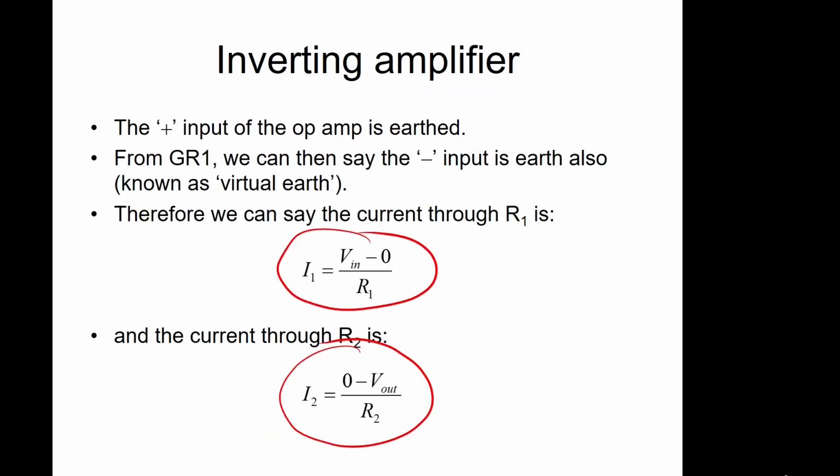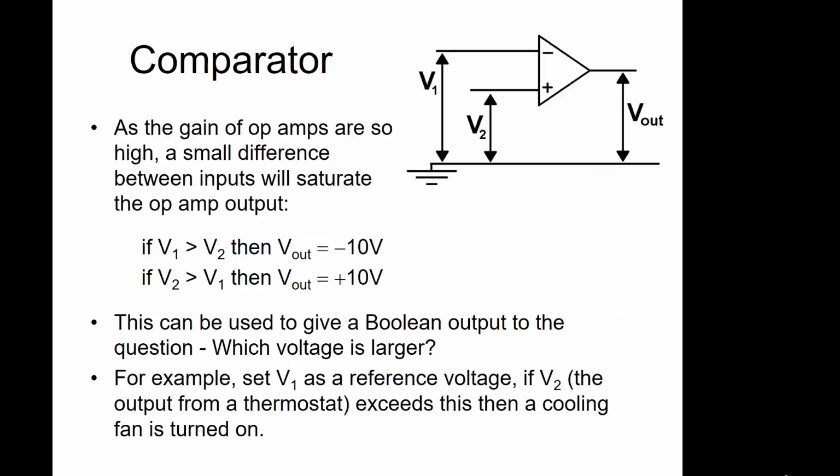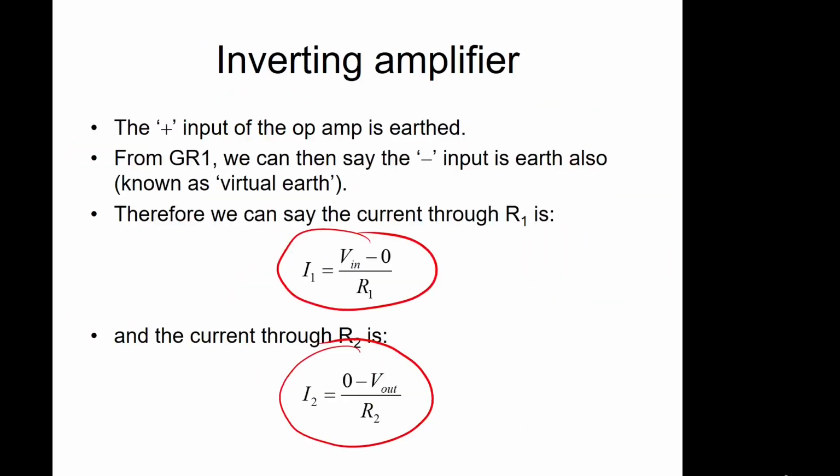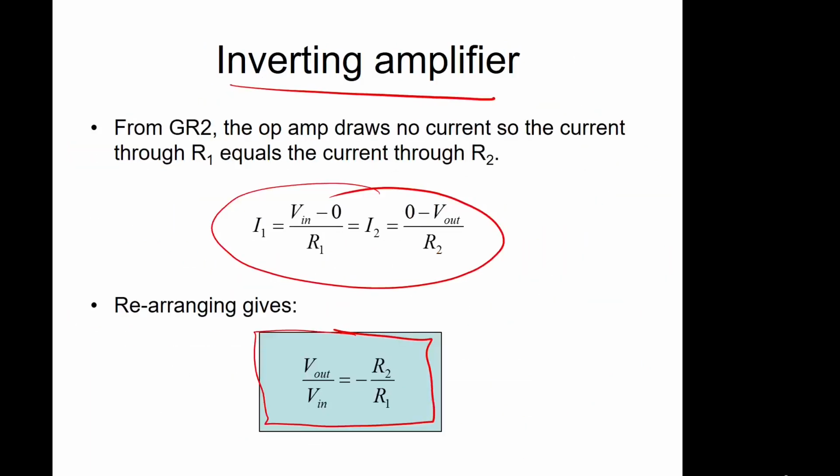So in our previous case of the comparator, we said we were getting saturation here, plus or minus 10 volts. Now we've got a very controlled output, so we can amplify to whatever extent we want. If this ratio is 2 to 1, then we're just doubling the voltage of the input. So we can control what amplification we want.